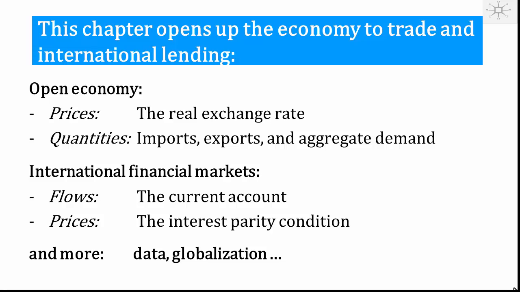And there is more in this chapter. You can look at a lot of graphs showing data. There's a discussion of the globalization of both markets for goods and services and the financial markets. So good luck with your studies of this chapter, which builds the model of the open economy that we will use in 3 chapters to analyze the open economy in the long run, in the short run, and we also look at the history of exchange rates and monetary unions.